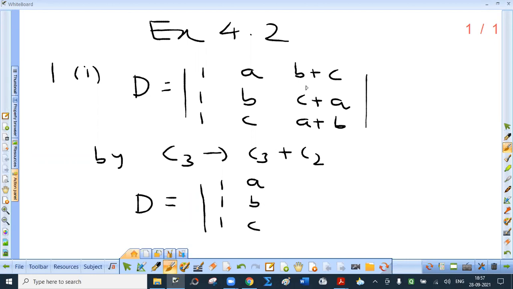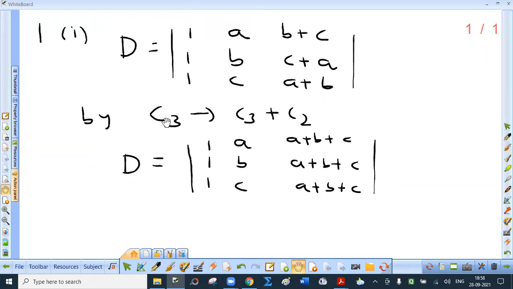Now tell me what will be the third column? B plus C plus A, that is A plus B plus C, C plus A plus B, that is A plus B plus C, A plus B plus C. Is that only A plus B plus C? I hope you are getting this. Is this transformation valid? Yes. To the elements in any column, here the third column, are added same multiples, one time, of corresponding elements of other column.